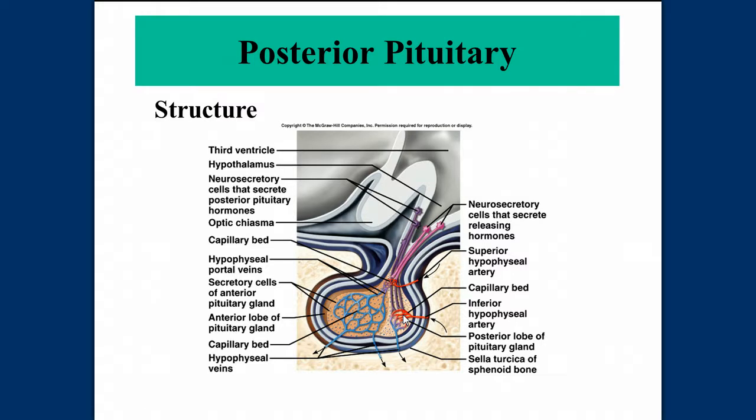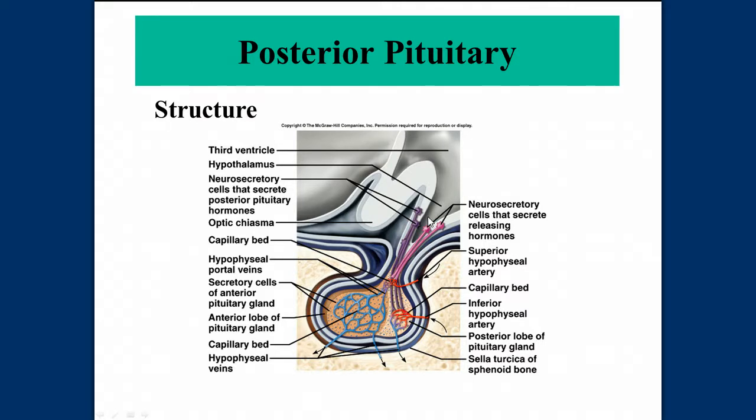So these secretory cells are at the end of axons. Remember, these would be the soma, or the cell body. Here's the axon, and then the axon terminal, or the synaptic knobs of these neurons. So the posterior pituitary acts from nervous stimulation from the hypothalamus. So the nerve fibers run from the hypothalamus down into the posterior pituitary.